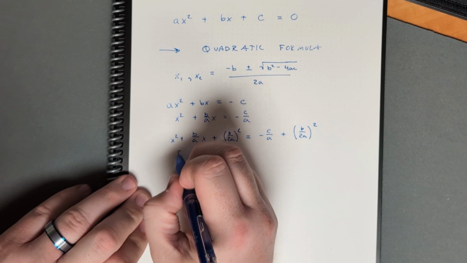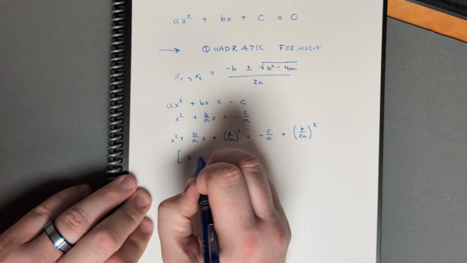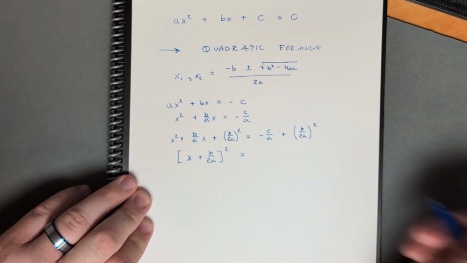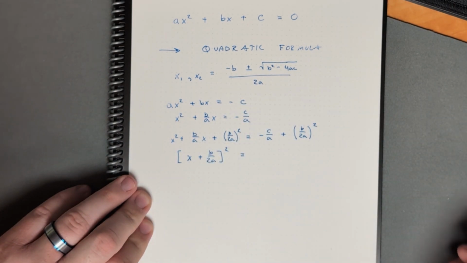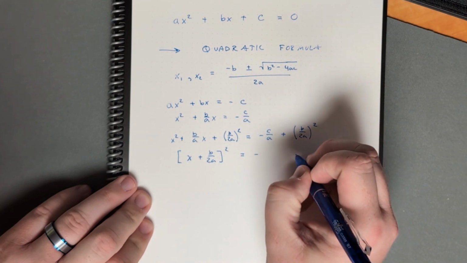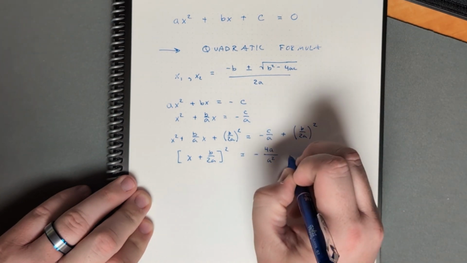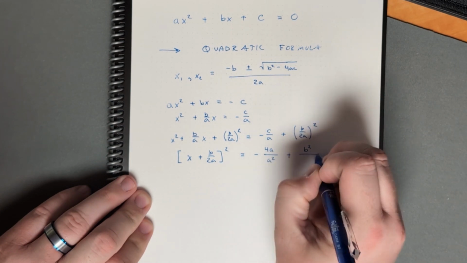Now that we have our term in place to complete the square, we'll go ahead and complete the square on the left-hand side. Let's go ahead and simplify that right-hand side a little bit. So to get common denominators, I'll have to multiply by 4a.